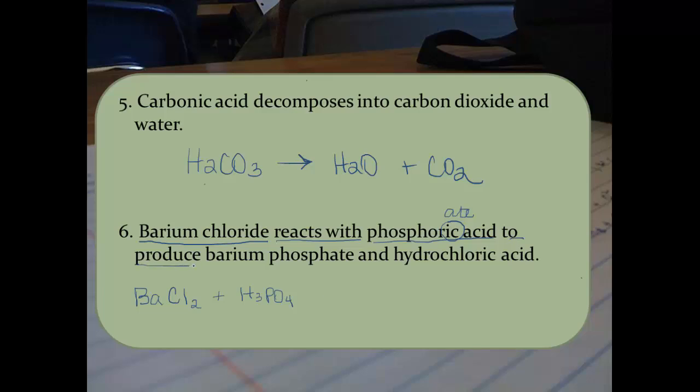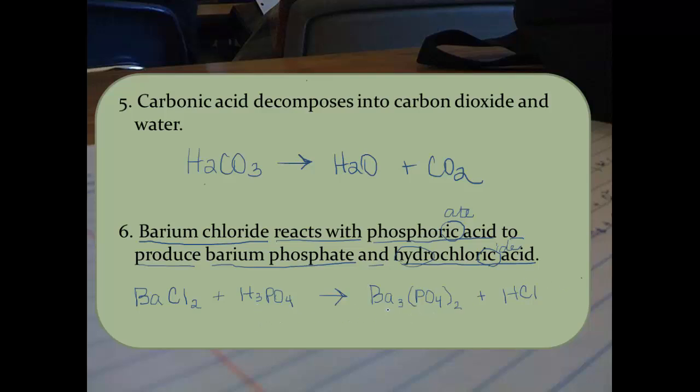All right, moving on. To produce indicates the arrow. Barium phosphate. Again, barium phosphate is going to be ionic, so we think about the crisscross rule. Ba3 (PO4)2. We need 2 phosphates, so we need to put it in parentheses. And indicates our plus sign, hydrochloric acid. Hydro-ic on the acid indicates that it was the ide ion. So this is just hydrogen chloride, HCl. So we have all of our formulas written correctly, and now we need to balance it.